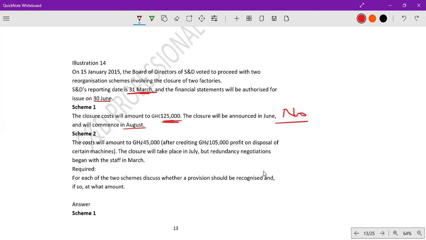No, sir. Scheme 2, the cost will amount to 45 after crediting 105 profits on disposal on the setting machine. Please, what did I say about profit on disposal? He said no, it should not be netted. So what will be the cost? It should be 45,000 plus 105. Is that not it?